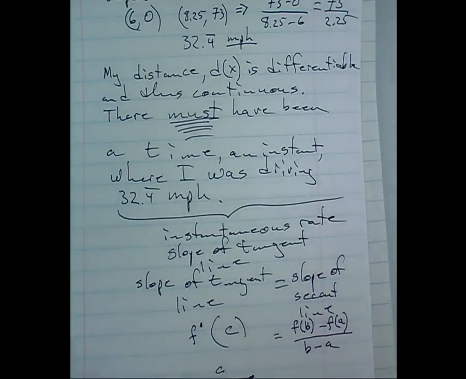And can there be multiple C's? Yeah. There could be C1, C2, C3, C4, C5, because in my drive, there were multiple times I was going 32.4 repeating miles per hour. But it didn't happen at A and it didn't happen at B, did it? Somewhere in between. Is that making sense?